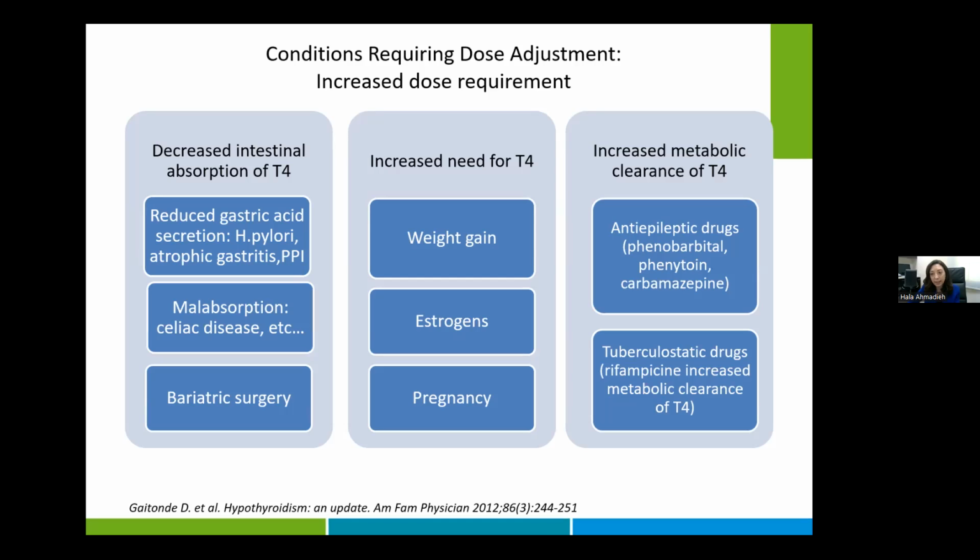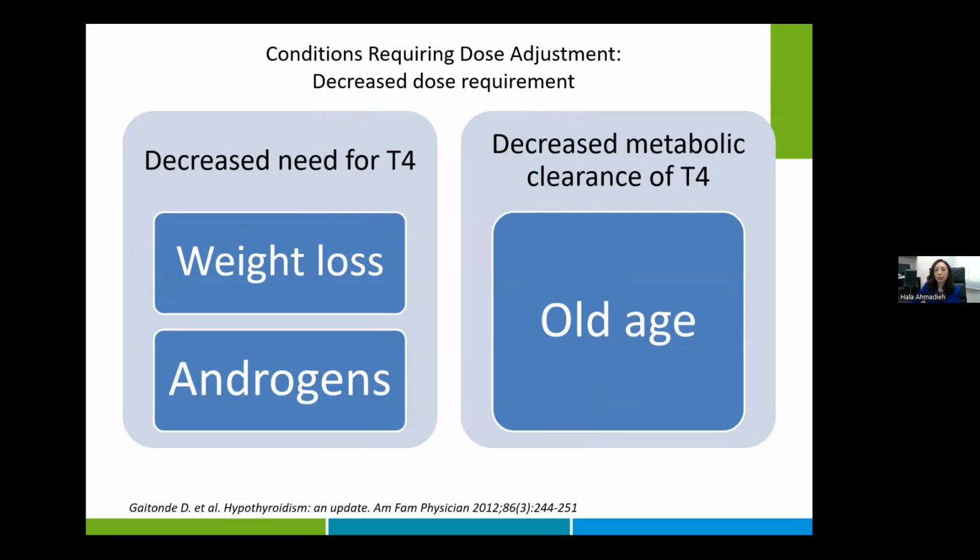And there are certain medications that are known to increase the metabolic clearance of T4, especially some anti-epileptic drugs. In that case, we need to consider this and give a higher dose in order to satisfy the body's needs. On the other hand, there are certain situations where we need to actually decrease the dose because the requirements are going to be much less, especially in elderly, in individuals who have cardiac disease, and in individuals who are on androgens or who have weight loss.